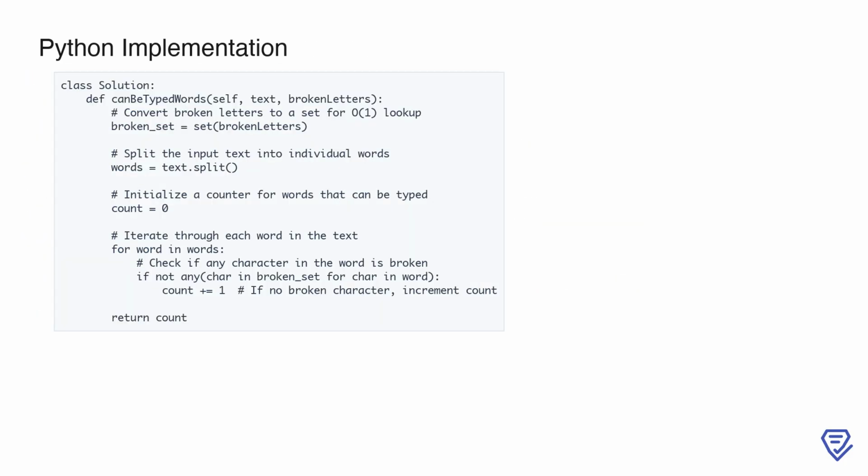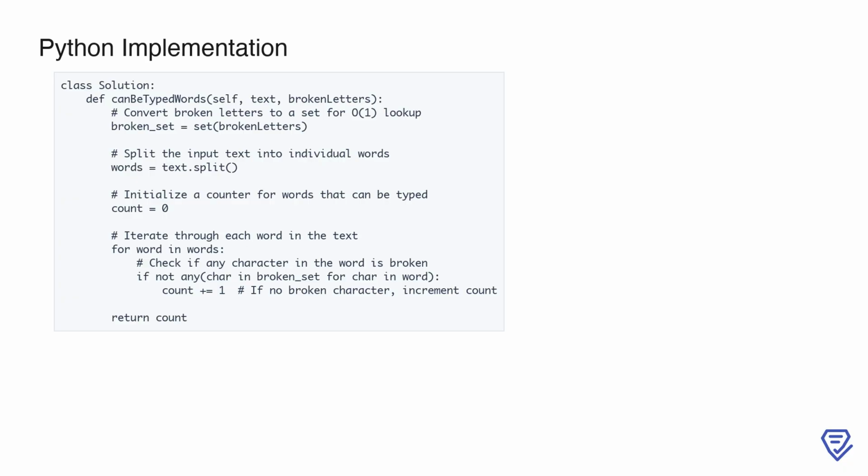This Python implementation solves LeetCode problem number 1935, Maximum Number of Words You Can Type. The goal is to determine how many words in a given text can be typed without using broken keyboard letters. First, the broken letters are converted into a set for efficient O(1) lookup. This ensures that we can quickly check if a letter is broken while iterating over the words. Next, the input text is split into a list of words using the split function, which separates the text by whitespace. We initialize a counter, count, to track the number of words that can be typed successfully.